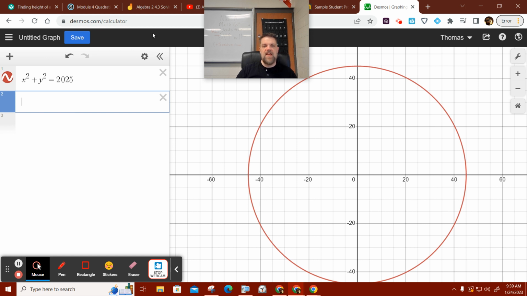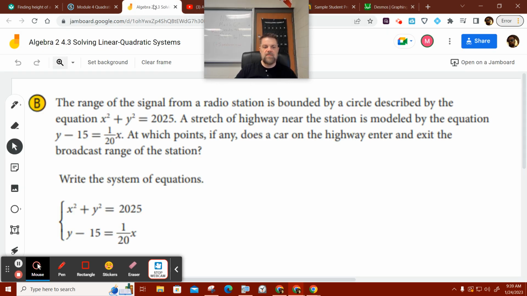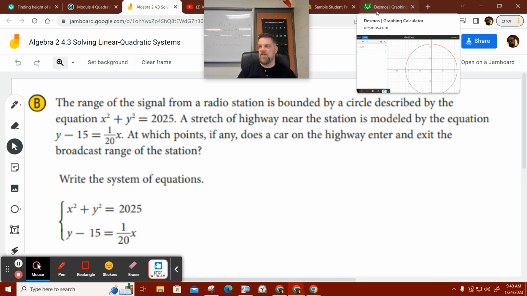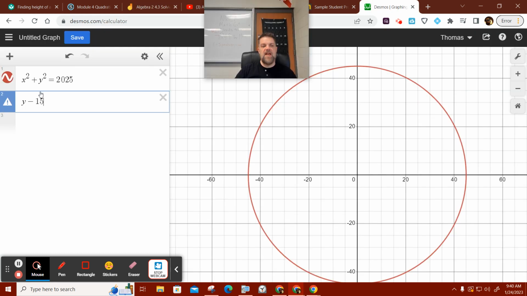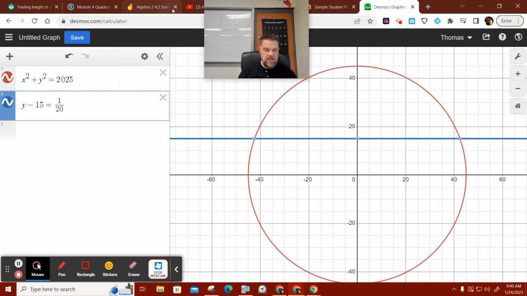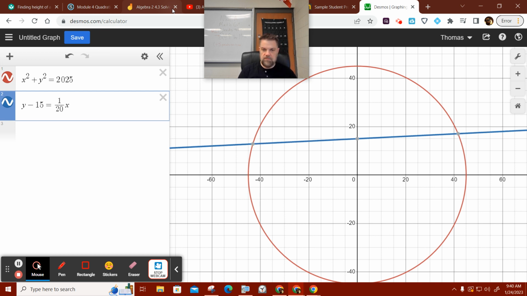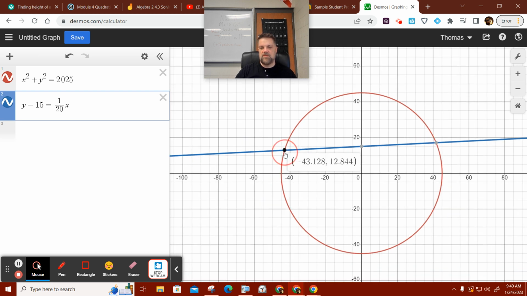All right. And then our equation, y minus 15. I know you need to see the thing. Well, we can't do it on the calculator. That's what I said. We got to do it on Desmos. I'll show you in a second how to do it on the calculator. Okay. And then that is equal to 1 over 20 times x. And so, here are our two solutions. Let me zoom out a little bit.